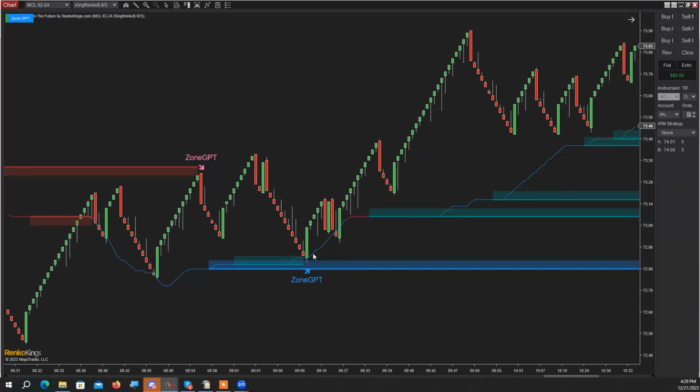You see the blue line? We have a zone created ahead of time. So as price is coming down, you're anticipating this. You're anticipating a touch of the zone and the bar closing up to result in a buy signal. And here is a buy.